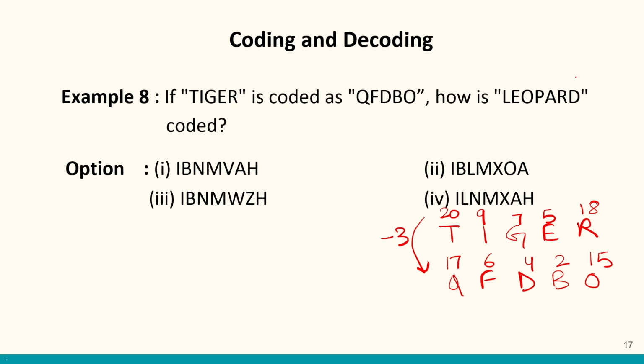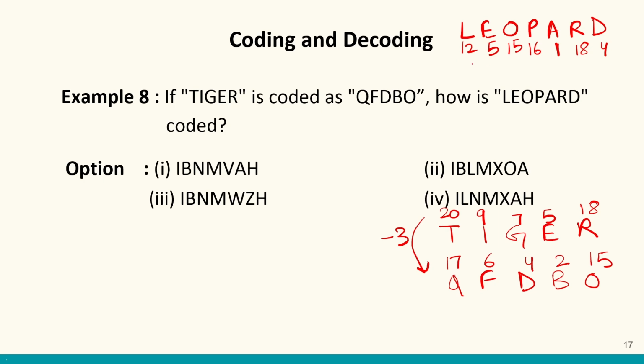So we'll move 3 positions backward for leopard also. So L, E, O, P, A, R, D. We have to go 3 positions back. So L is coded as 12, 5. O is coded as 15, P is coded as 16, A is coded as 1, R is coded as 18, and D is coded as 4. So we have to go 3 positions back.